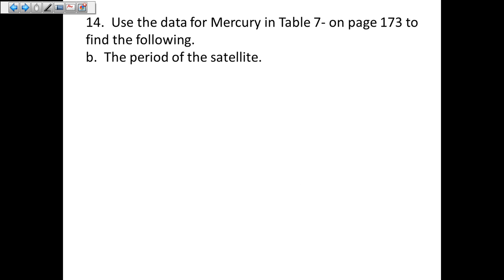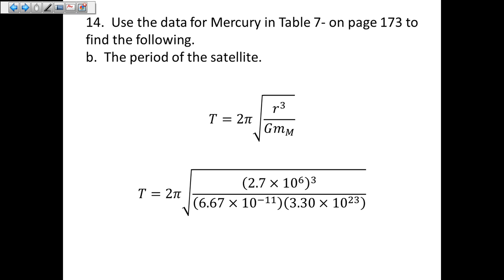Okay, so let's find the period of this satellite. Here's our equation again. I made that appropriate change to the mass also. Remember, we want to use the mass for Mercury from that table. So we plug everything in. It's going to look like this. And we get 5,941 seconds. Now again, standard unit for time, including this, is in seconds. If we wanted that in minutes, we divide by 60. It's 99.0 minutes. Divide by 60 again, it's going to give us hours, 1.65 hours.